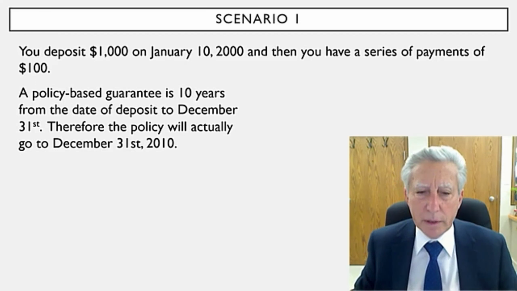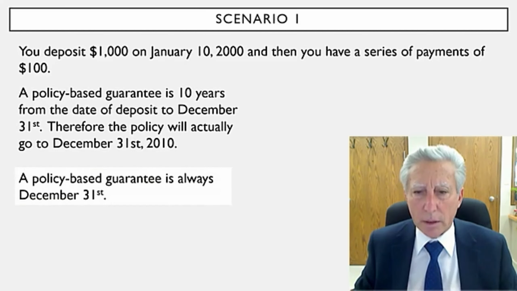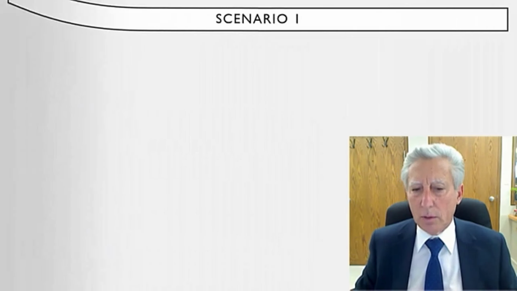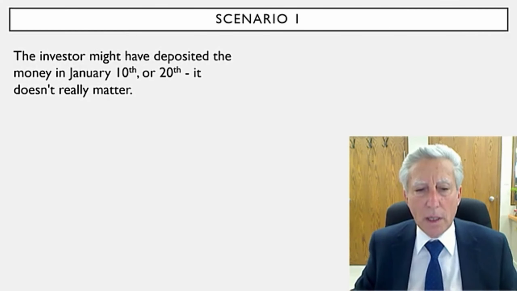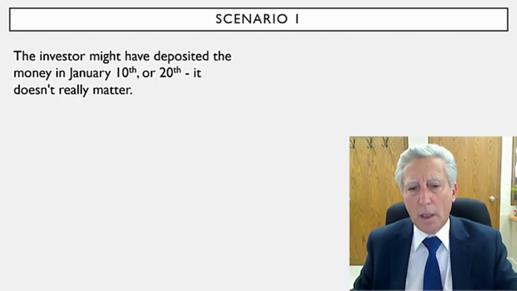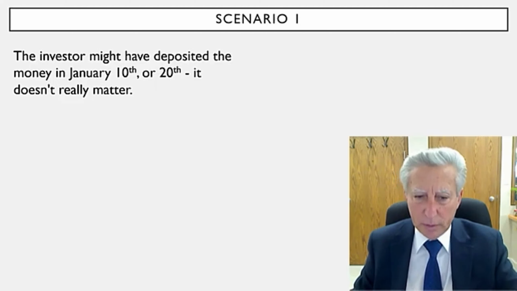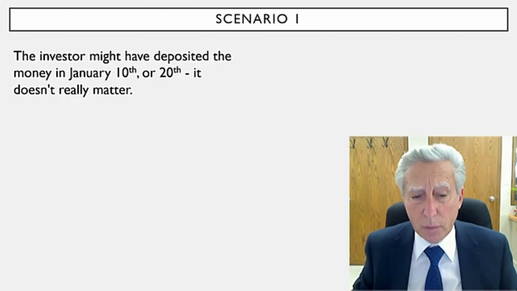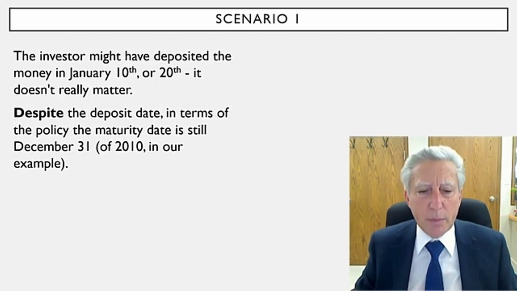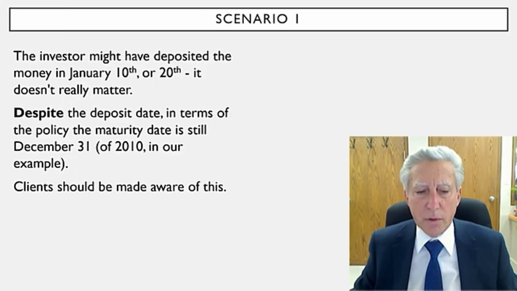So the first thing I want to draw your attention to is a policy-based guarantee is always December 31st. So it always goes to the end, so 10 years to December 31st at all times, okay? So therefore, the policy will actually go all the way up to 31st, in this case, 31st of 2010. So 10 years, the deposit, if you notice, the deposit was made January 10th, but in actual fact, the maturity itself is really December 31st of 2010, okay? The point is that despite the deposits happening on January 10th, in terms of the policy, the maturity date is still December 31st, 2010, and that's an important consideration to make sure your clients are aware of that, okay?